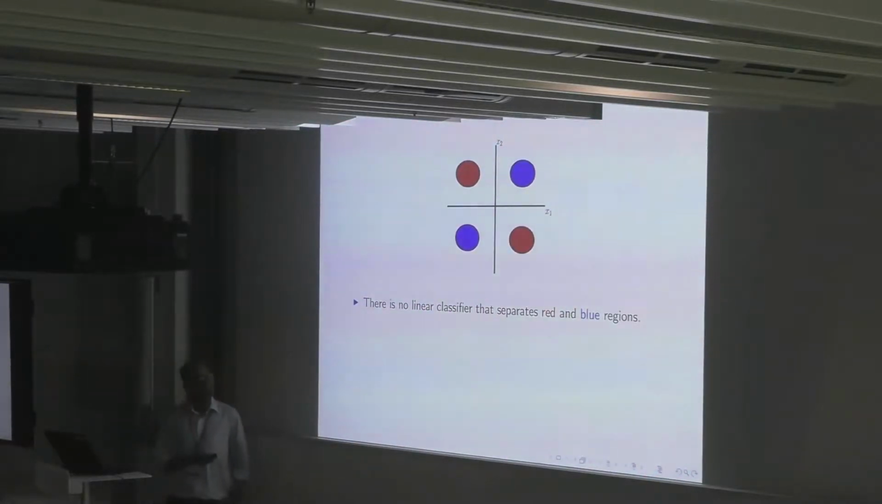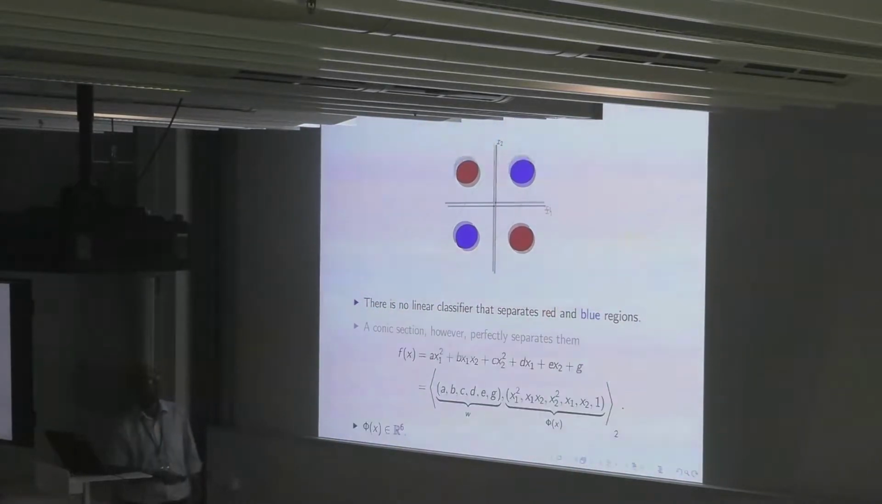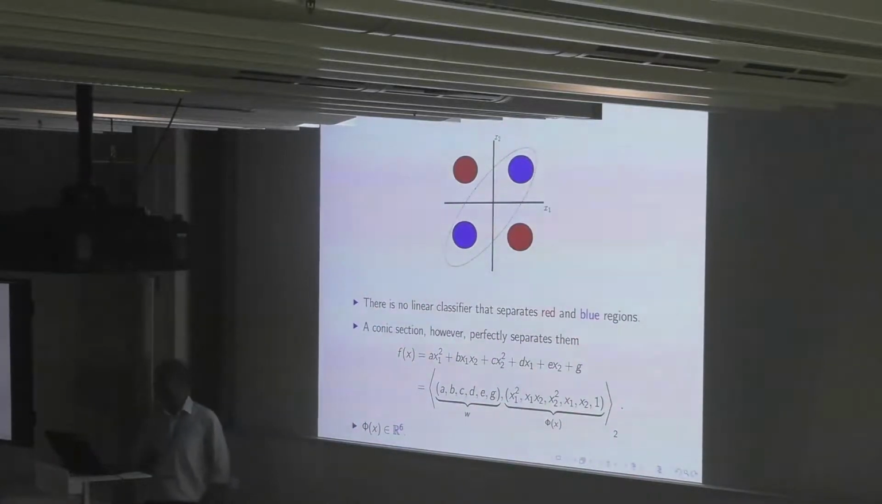Here is another example, which is the XOR problem. Again, in this case, there is no linear classifier that separates the red and blue regions, but a conic section perfectly separates them. Depending on how these classes are situated, you can use an ellipse, a circle, a hyperbola, or a parabola. So depending on your data, you have these four different forms that could separate the classes. This is the form of a conic section, and it is nonlinear.